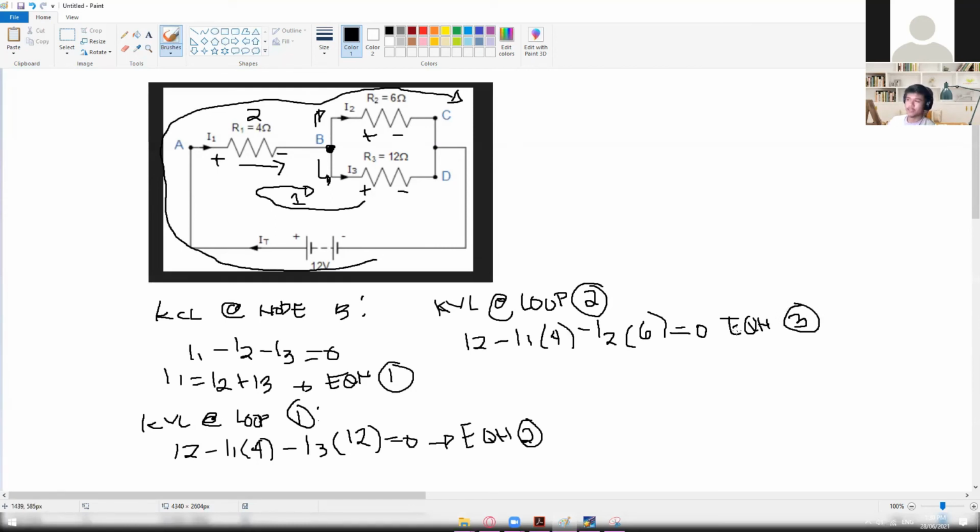Did you guys get this so far? And how did we get equation number 3? From here, again, you can use equation 1 to replace the variable I1 in equation number 2 and equation number 3, so that you get only the I2 and I3 variables: I2 and I3 in equation number 2, and I2 and I3 in equation number 3.